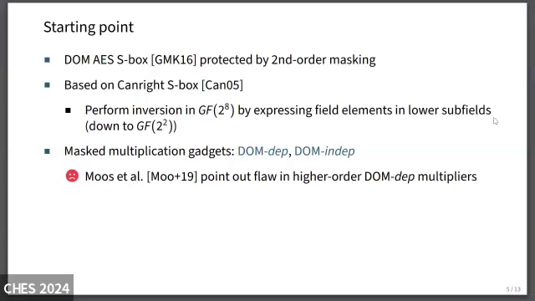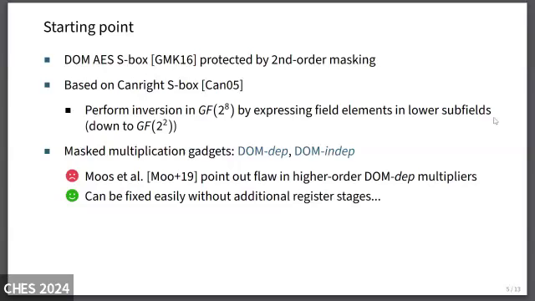there's a paper by Moos et al. that points out the flaw in the DOM-DEP multiplier starting from the order 2. And so this means that actually our starting point, the AES SBox, is not really secure. So we thought about fixing that flaw, and we saw that it is actually easy to fix without any additional register stages, but you need to add more randomness, and that's actually not what we wanted. We wanted to reduce the randomness.